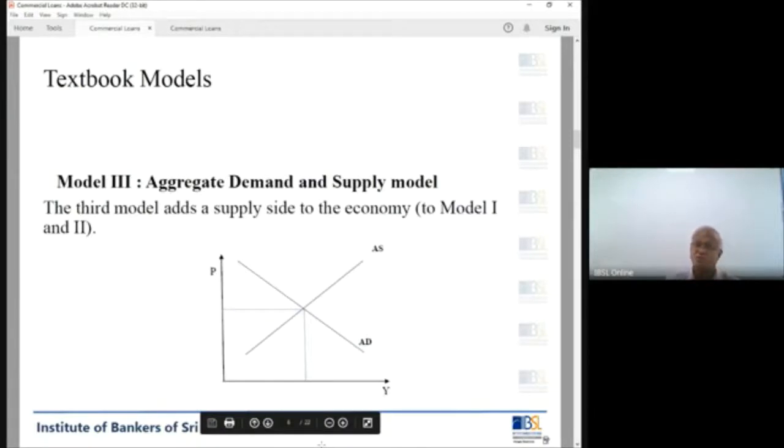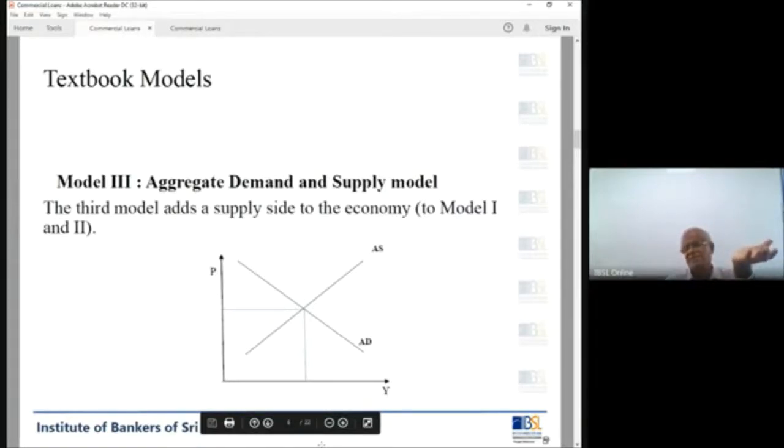The aggregate demand curve is a downward sloping curve. The higher the price level, the lower the output Y. There are various explanations. We'll discuss why there's a negative relationship between price level and output in the economy, the downward sloping aggregate demand curve. Wealth effect, we'll discuss that. What will happen when the price level increases? Why does the economy's output decrease?